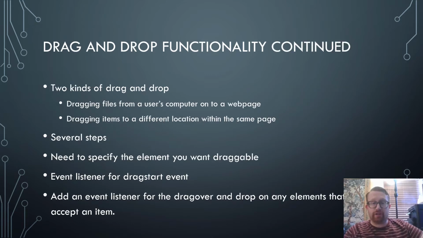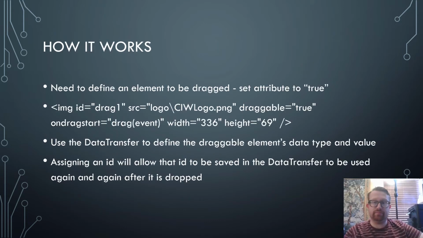There are two kinds of drag and drop. There's dragging files from a user's computer onto a web page, or there's dragging items to a different location within the same page. There are several steps. First, you need to specify the element you want to be draggable. Then you need to create an event listener for the drag start event. And then you add an event listener for the drag over and drop on any elements that can accept an item. So here's how it works.